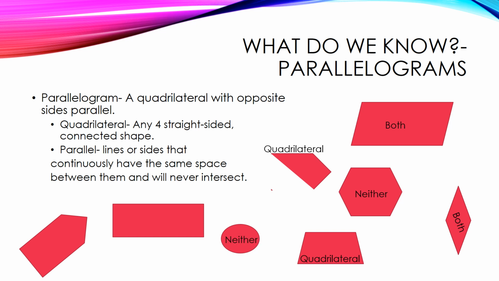This is obviously an oval, so it's neither a quadrilateral nor parallel. And this is a basic rectangle, which is both a parallelogram and a quadrilateral. And this is neither: it is not a 4-sided shape, so it's not a quadrilateral, and it's not parallel.